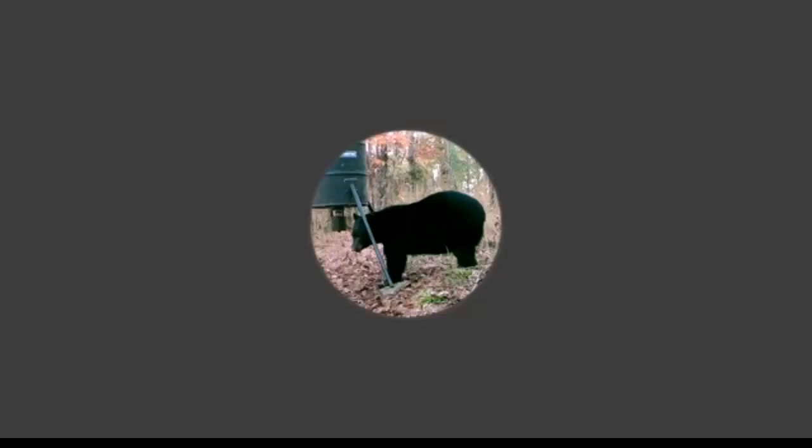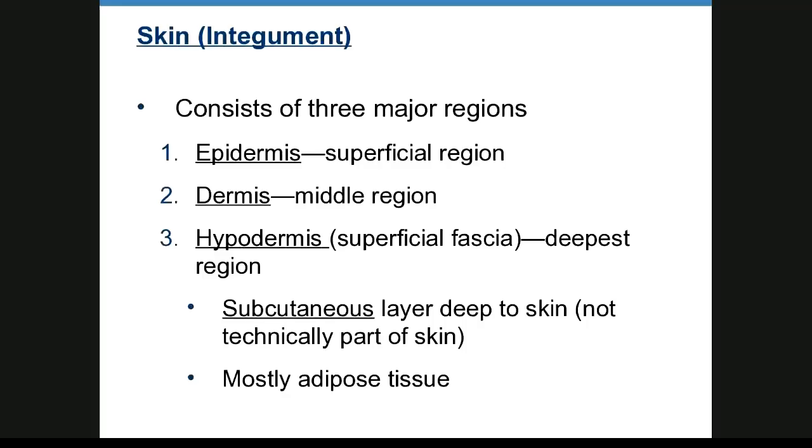Chapter 5 is a discussion of the integument, which is the skin and all of its appendages, such as hair and nails. And the skin consists of three major regions: the epidermis, which is the most superficial or outer layer, the dermis, which is the middle layer, and then the hypodermis or superficial fascia, which is the deepest region. And we have a subcutaneous layer of fat that's deep to the skin, and it may have more or less adipose tissue depending on the individual.